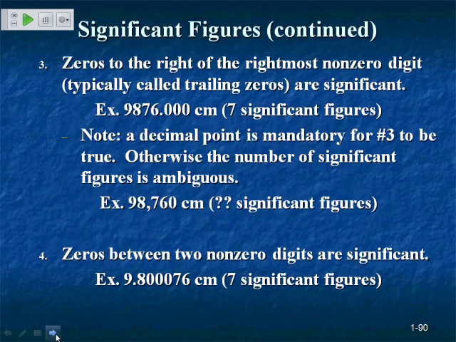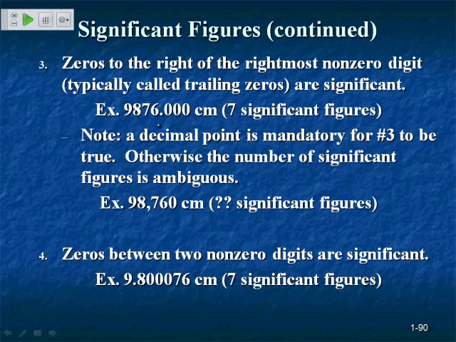The third rule is zeros at the right of the rightmost non-zero digit, typically called trailing zeros, are significant. So here is our number again, 9876.000. Now let's read the note also before we understand this. A decimal point is mandatory for rule number 3 to be true. Otherwise, the number of significant figures is ambiguous.